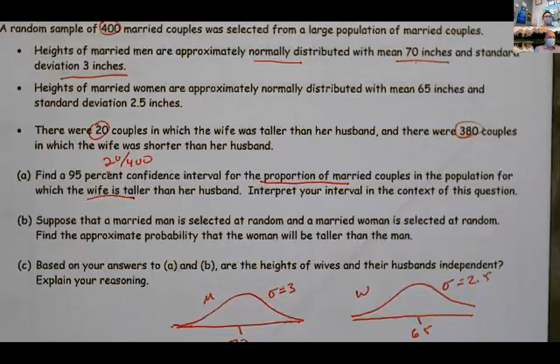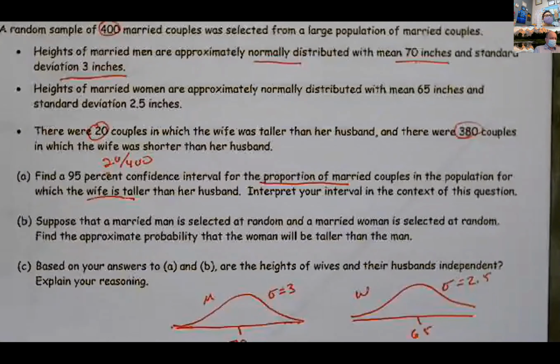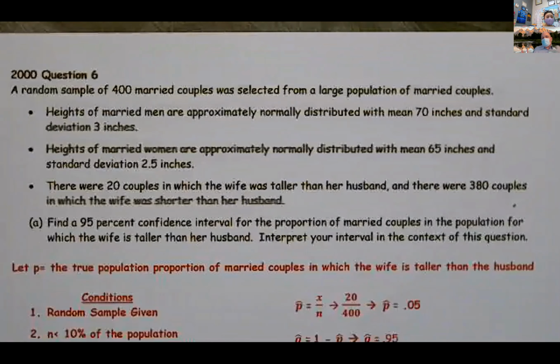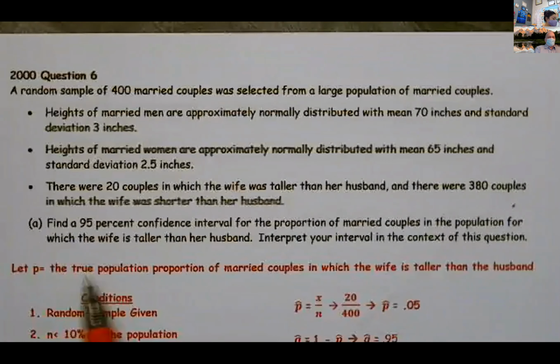Okay, so this was really nice of them. This is a question 6, and essentially they started you off with running basically a basic confidence interval without a whole lot of tricks to it. So the very first thing we need to do is define our parameter. So let P equal the true population proportion of married couples in which the wife is taller than her husband.